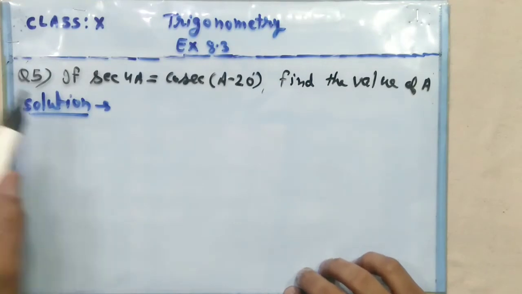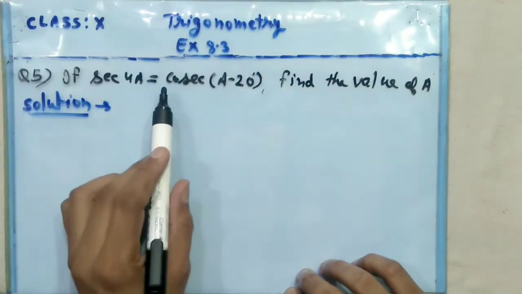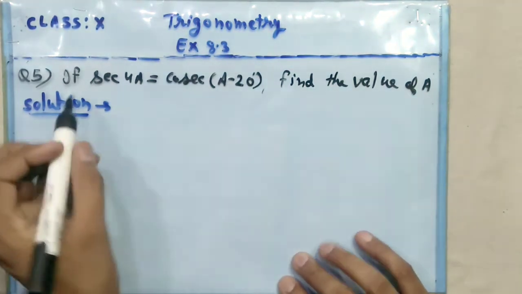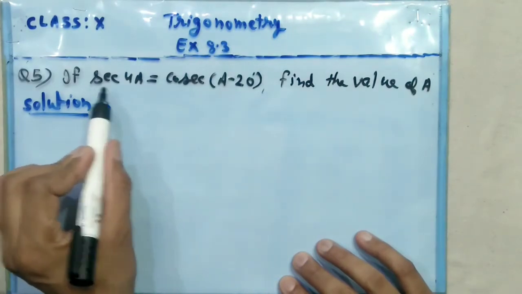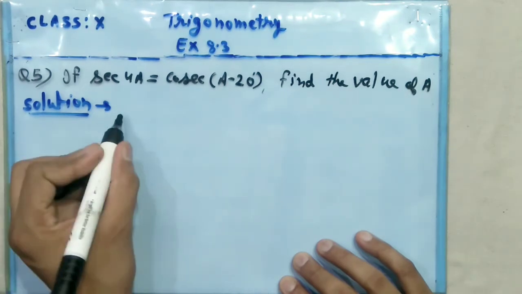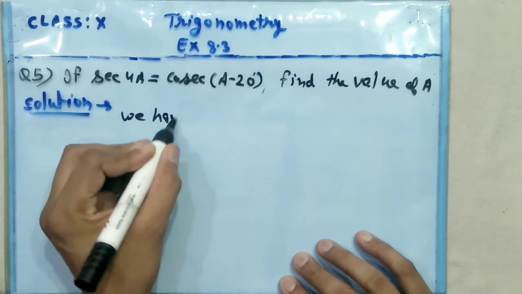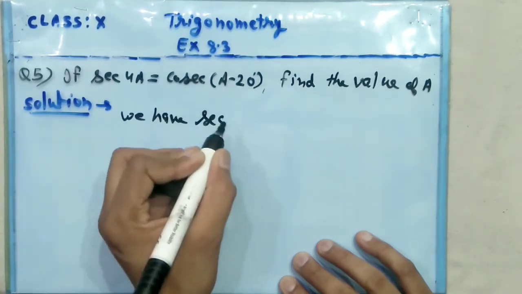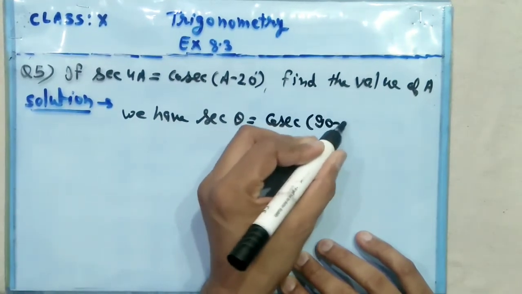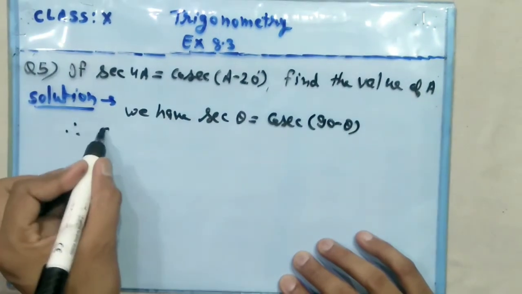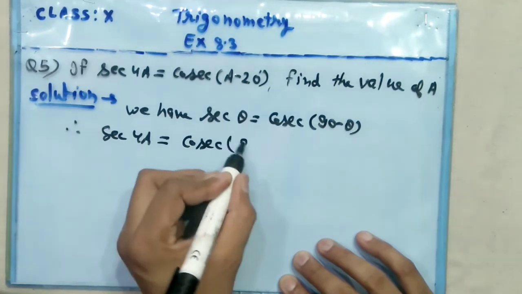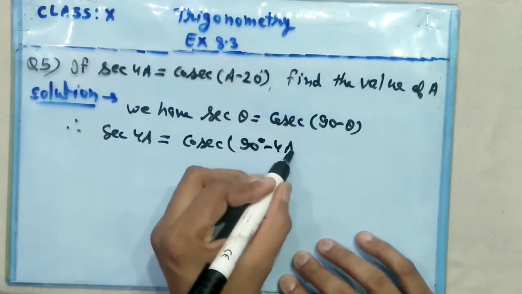So our next question is question number 5, exercise 23. If sec 4a is equals to cosec a minus 20, find the value of a, where 4a is an acute angle, they have given. So the question is quite simple. One is sec, another is cosec, so we need to make them the same. So the thing is, we have sec theta is equals to cosec 90 minus theta. Therefore, sec 4a is equals to cosec 90 degree minus 4a.